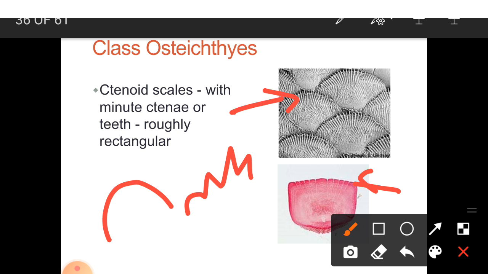So this is the ctenoid and the cycloid scale. Sometimes in certain fishes, both scales will be present, either in the male or in the female, or in the anterior portion or in the posterior portion. So you can see a mixed appearance of cycloid and ctenoid in certain fishes.